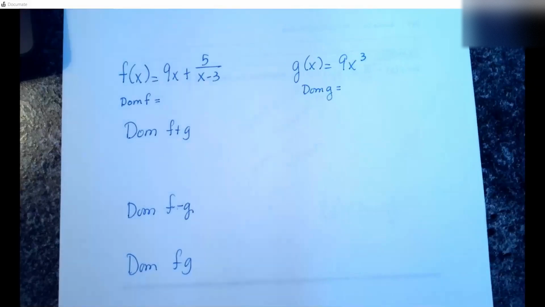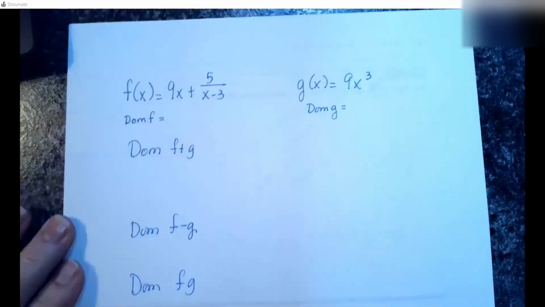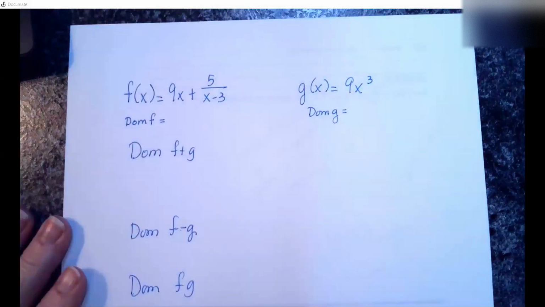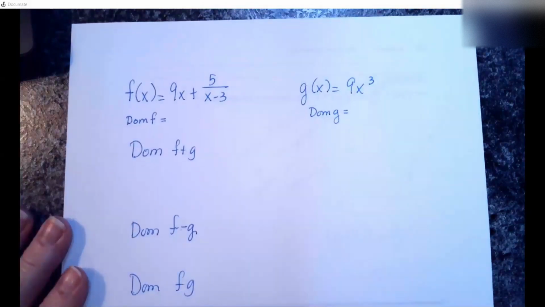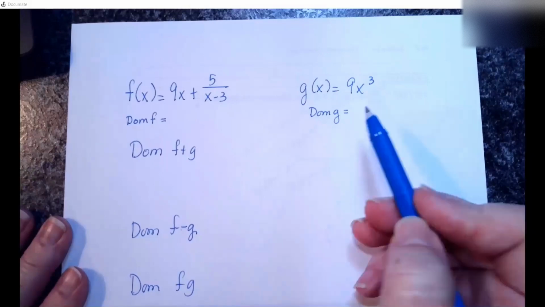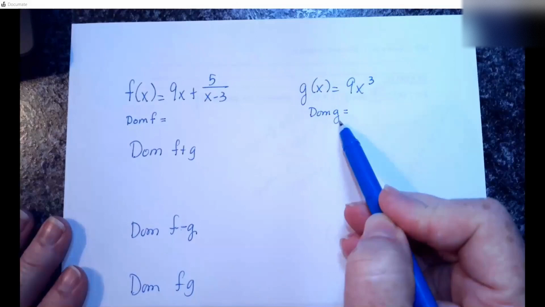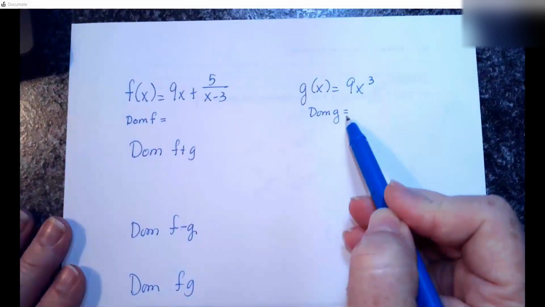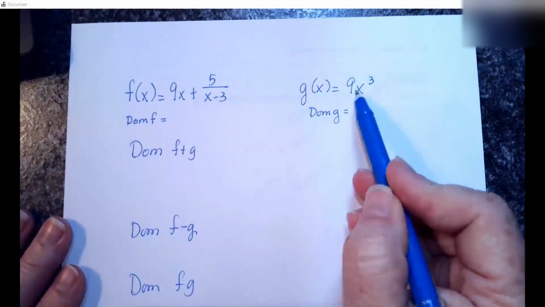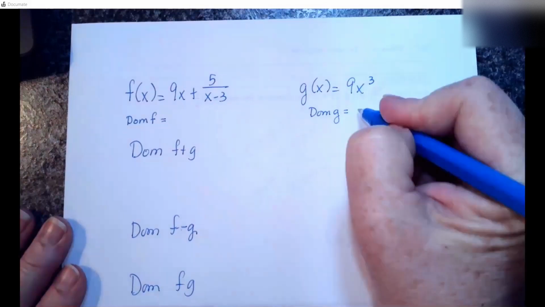All right, are we making progress? I personally am a little stuck on some stuff. Okay. How about we start with the easier one first? Does anybody want to tell me what they got for the domain of g? Is it all real numbers? It is all real numbers. Excellent job.